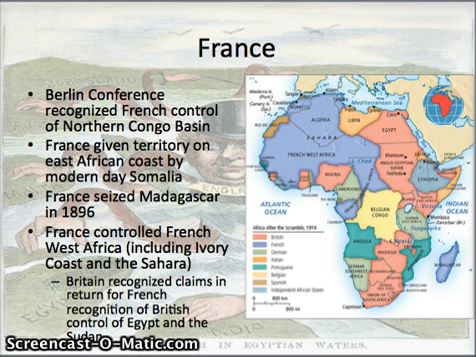All right, other things about France. After the Berlin Conference meets, they decide to recognize that the French control the northern Congo Basin. So they're expanding this territory here. Also, France is going to be given territory on the East African coast. This territory was given to them by modern-day Somalia. You're also going to see that they seize Madagascar, this large island off the east coast of Africa. They also have significant control over West Africa and the Sahara Desert.